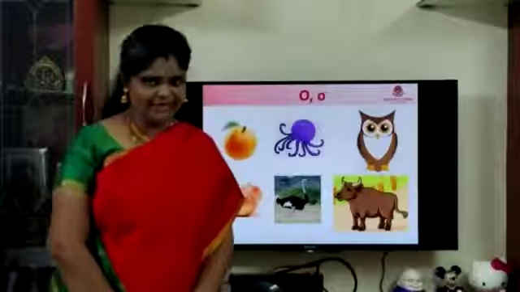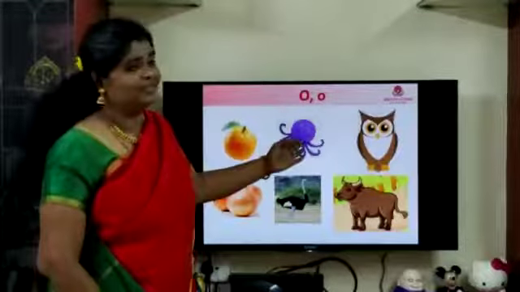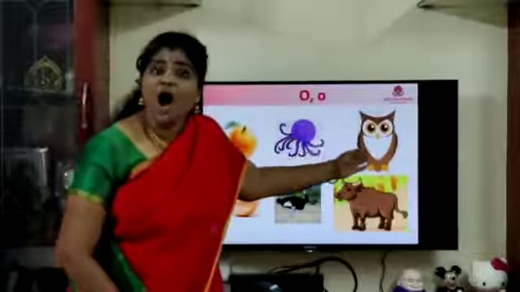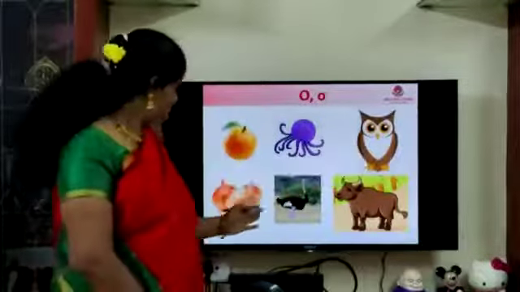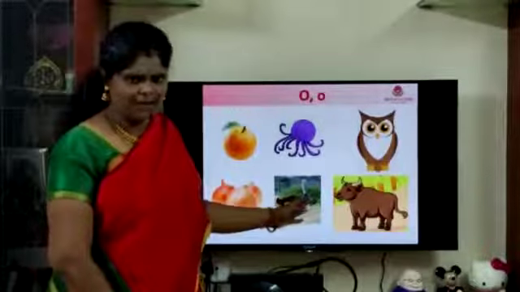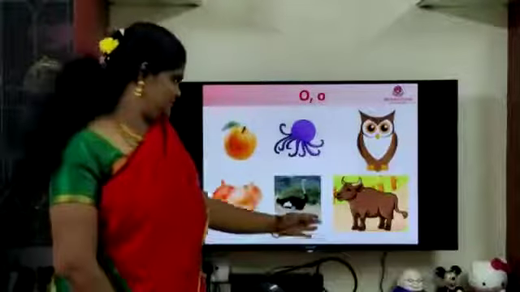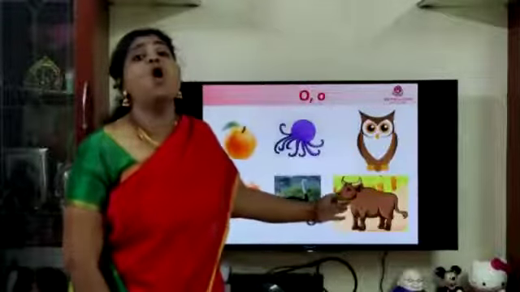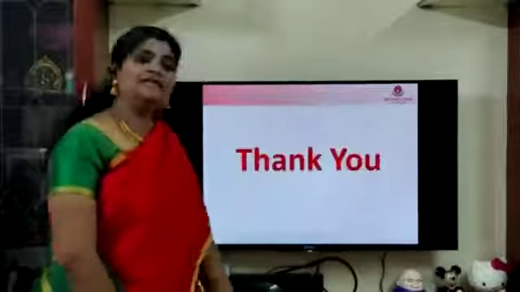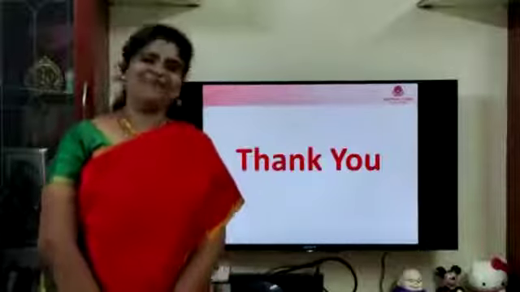So now you will tell me the names. Orange, good. Octopus, yes. Owl, very good. Onions, right. Forgot the name? Ostrich. Repeat, children. Ostrich. And this is an ox. It's an ox. So, what letter did we see? O. Makes the sound, ah. Thank you, children.